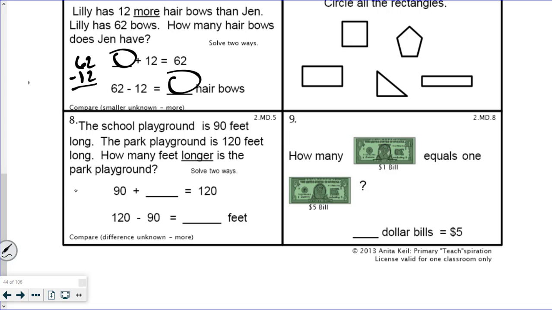So we're going to want to rewrite the problem just like we did with number 6. 120 minus 90. Put your tens in the tens place, your ones in the ones place. Put your equal bar and solve. Once you solve, it's going to give you your answer that goes here, which is also the same answer that goes here. Pause your video, do number 8. The last problem is number 9. How many $1 bills equals one $5 bill? So, blank dollar bills equals $5. Write your answer on the blank. Pause your video and do number 9.